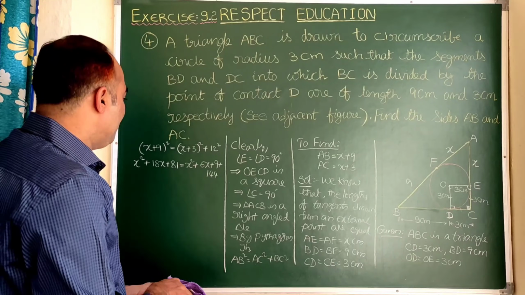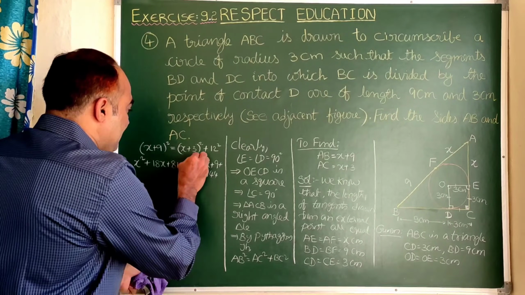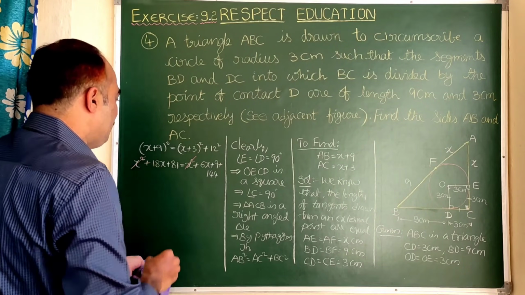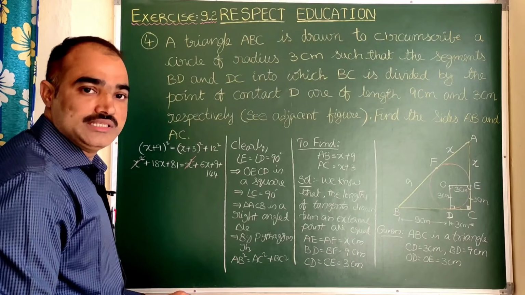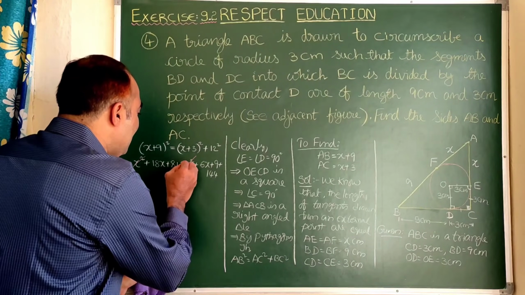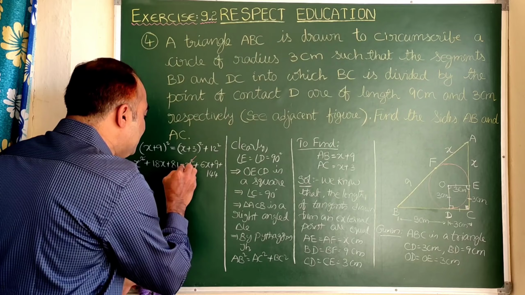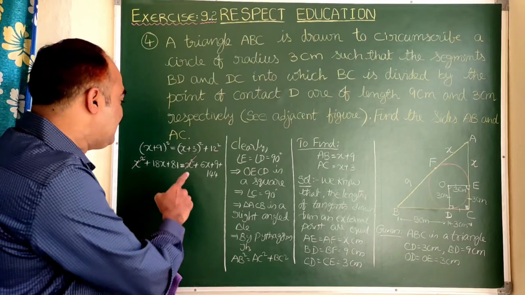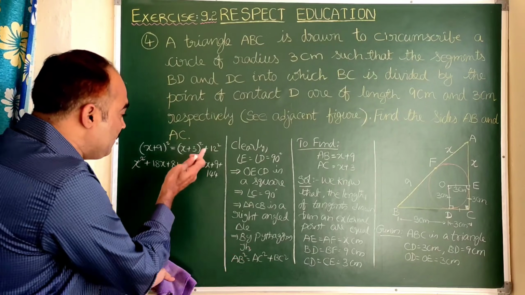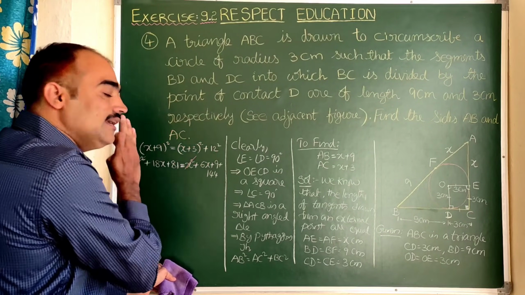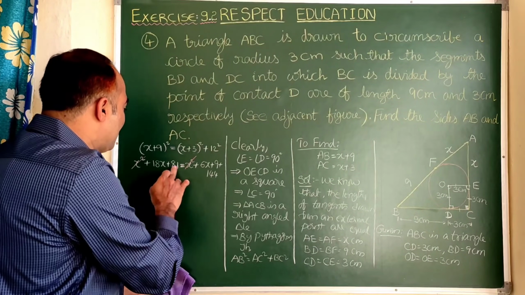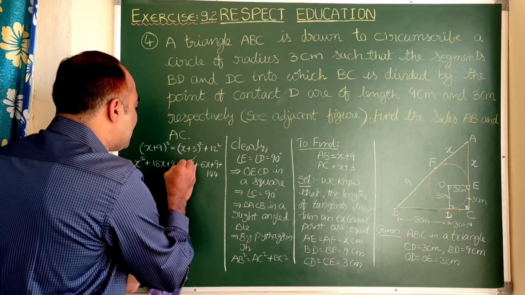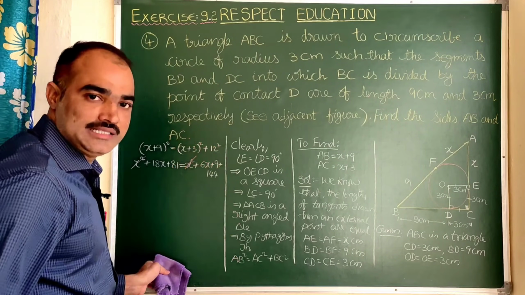Now here we can cancel x square and x square because both have the same sign and are on either side of the equal to sign. As their quantities are equal, we can cancel them. If you shift these terms to the other side, plus x square will become minus x square, and in that way also x square and x square get cancelled.